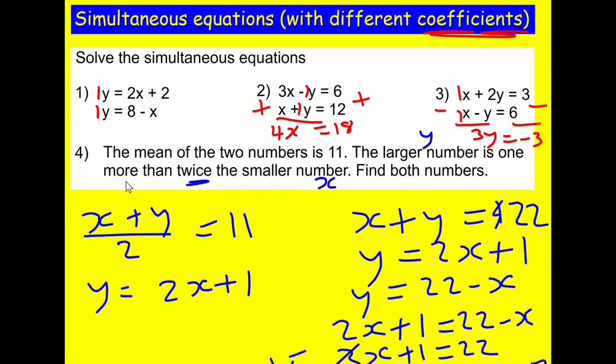Number 4, we haven't really spent much time on this sort of thing. We will come back to it, but it's a little challenge for you. I hope you're happy with 1, 2, and 3 at the very least.